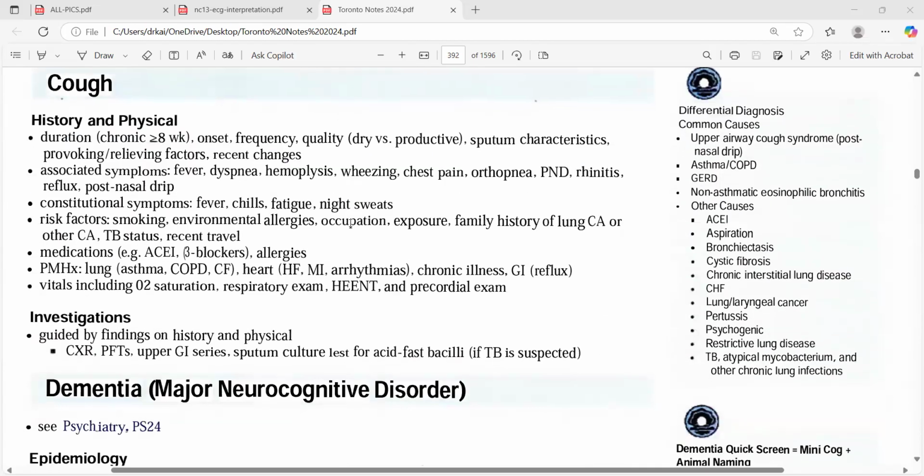Then comes the cough. A cough can mainly be asked with the differential diagnosis. Please keep it in your head that beta blockers and ACE inhibitors do cause dry cough.